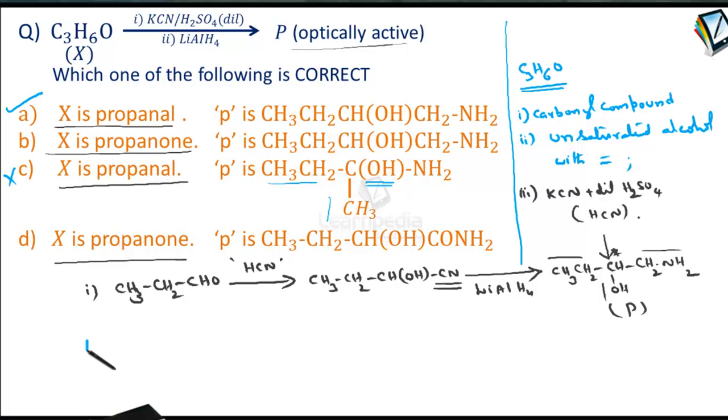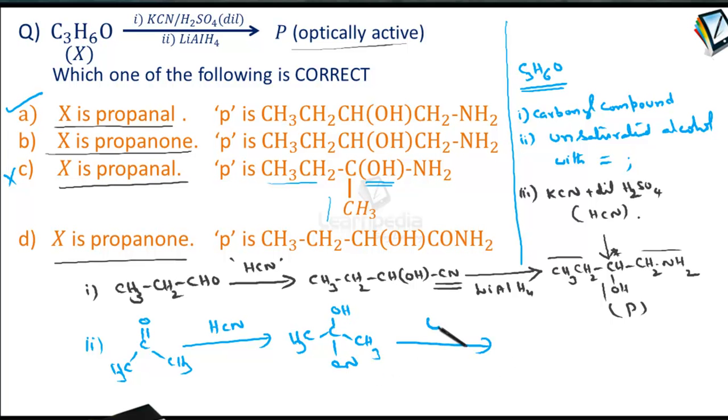Then what about propanone? Why can it not be propanone? If it is propanone, we have CH3COCH3, and when it is subjected to HCN treatment, we get CH3C(OH)(CH3)CN, and once again with lithium aluminum hydride, this will be reduced to CH2NH2. This is supposed to be the product P.